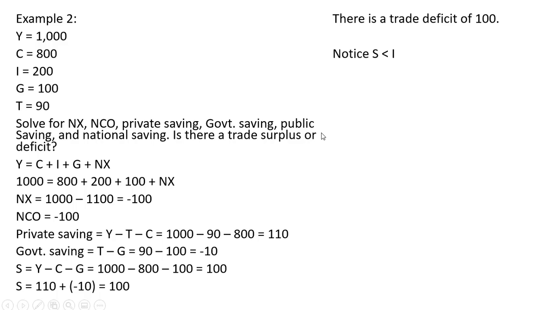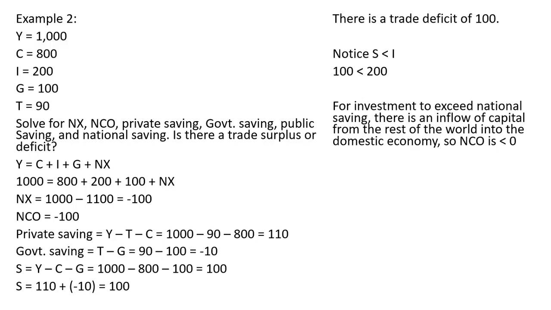Also notice in this example that national saving is less than investment. How is that possible? Because we have a net capital inflow into this country. So for investment to exceed national saving, there's an inflow of capital and investment from the rest of the world into the domestic economy. So net capital outflow is negative.